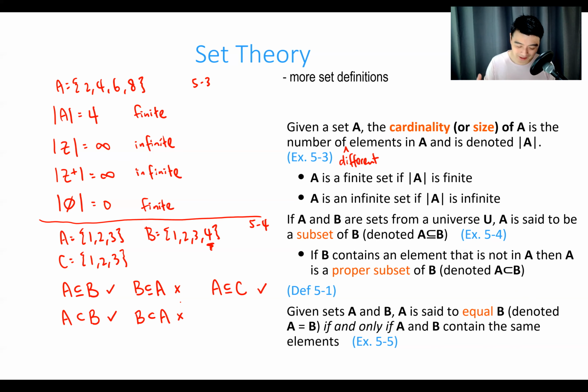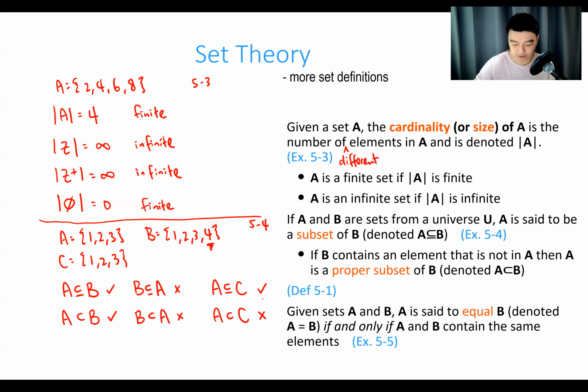It's not true that every element in B is also in A. So B was not a subset of A. I can't say anything about proper subset. Okay, so as soon as you find that it's not a subset, right away, we can't say anything about proper subset.